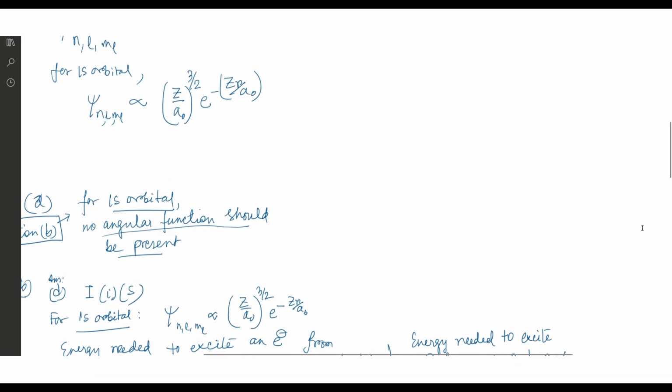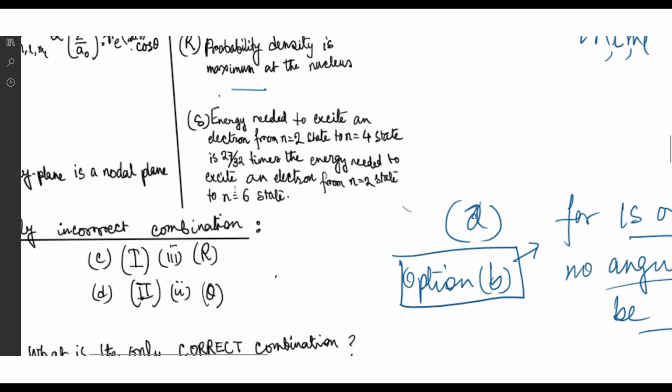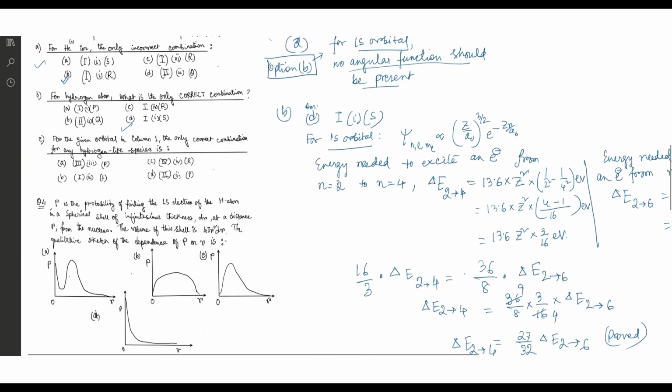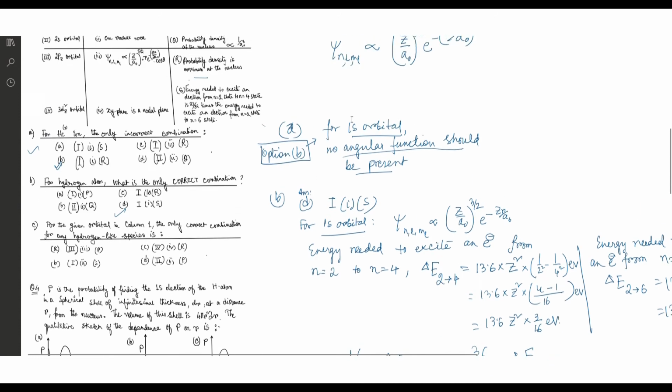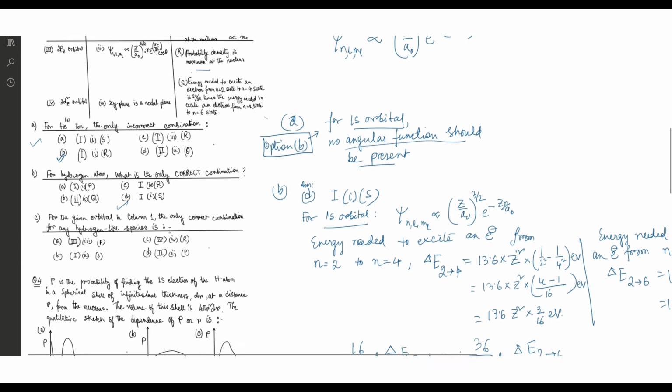Which is the true statement? Energy needed to excite an electron from n is equal to 2 state to n is equal to 4 state is 27 by 32 times the energy needed to excite an electron from n is equal to 2 state to n is equal to 6. Therefore option B here, D1S, it is the correct option.